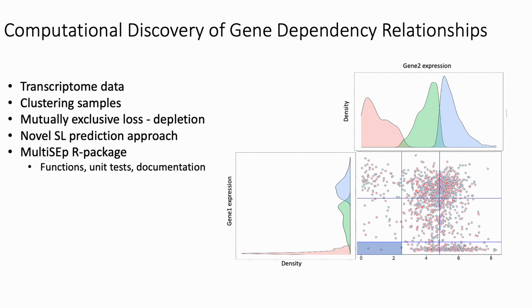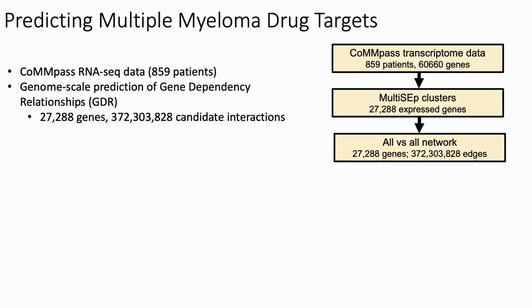So I've developed a statistical approach to detect depletion of samples in the bottom left cell using the binomial test and the Poisson distribution. I've incorporated this function in the development of the MultiSEp R package, and I've added 63 unit tests, some new functionality and documentation, and the MultiSEp R package is planned to be released this summer.